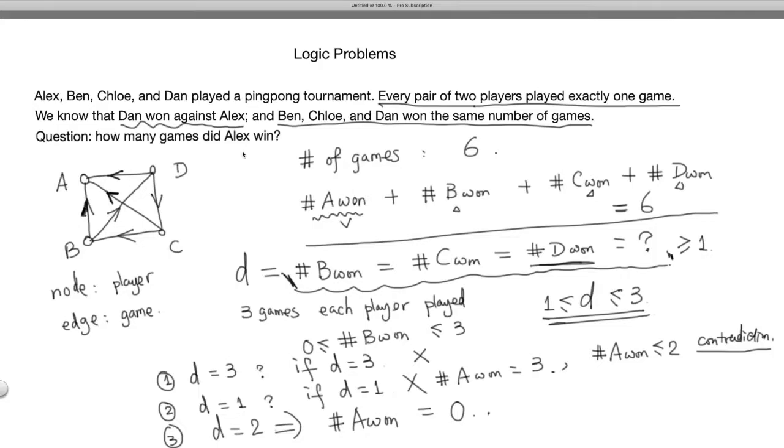Actually, a bit of extension on this problem. Here, the total number of games for 4 players is 6. What if there are 100 players and every pair of 2 players play exactly 1 game? If we think from the perspective of each player, each is going to play 99 games if there are 100 players. So the total number of games will be 100 times 99 divided by 2, because every game is double counted.